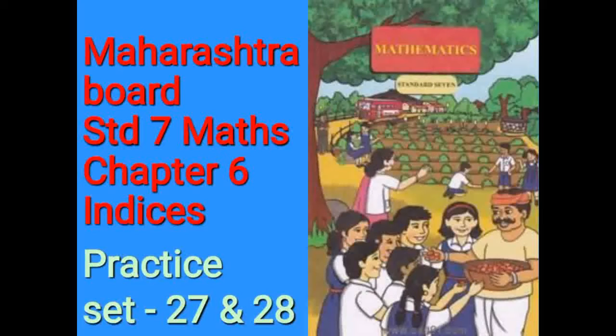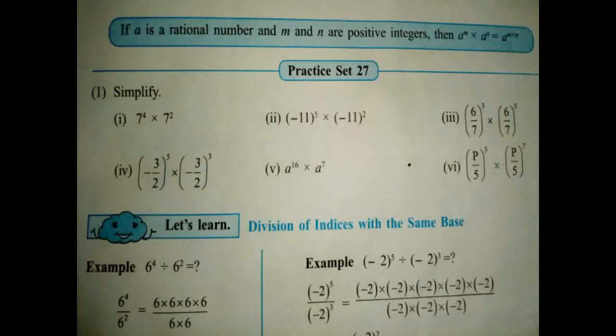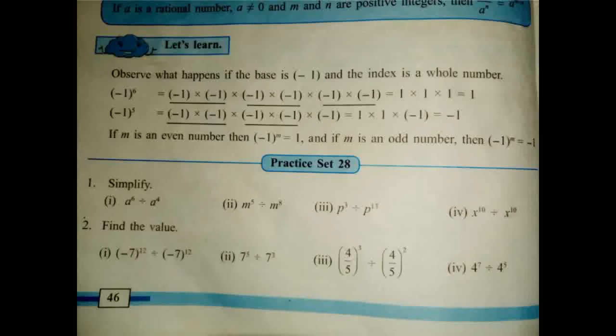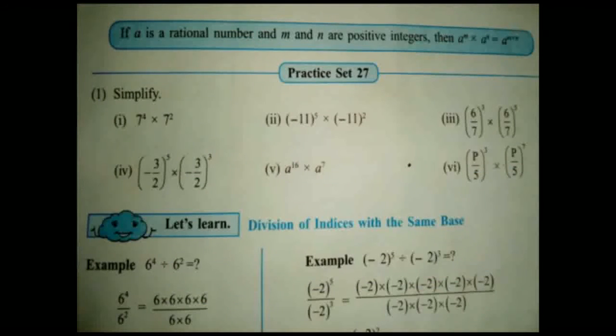Today we will do practice set 27 on textbook page number 45 and practice set 28 on textbook page number 46. First we will begin practice set 27 on textbook page number 45. Simplify. First one, 7 raised to 4 into 7 raised to 2.